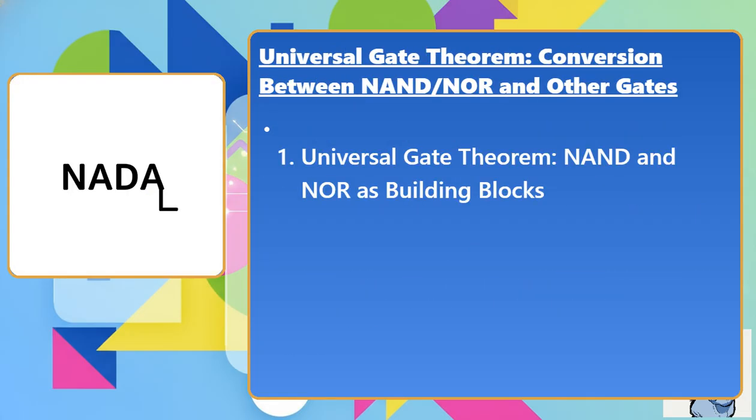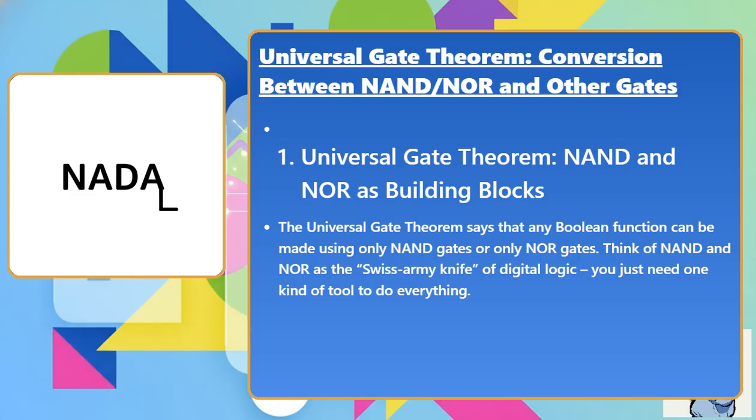Universal gate theorem: NAND and NOR as building blocks. The universal gate theorem says that any Boolean function can be made using only NAND gates or only NOR gates. Think of NAND and NOR as the Swiss Army knife of digital logic. You just need one kind of tool to do everything.